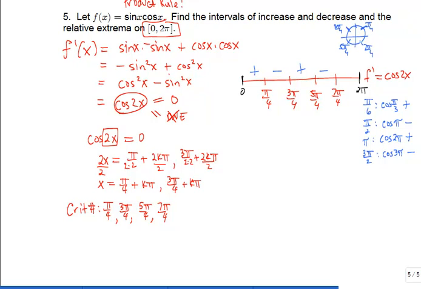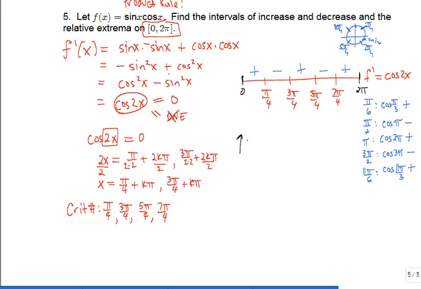And finally, we need something between 7 pi over 4 and 2 pi, so maybe like 11 pi over 6, that would be right here. If I tried 11 pi over 6, 2 times that is 11 pi over 3, which is just shy of 2 pi, which would be 12 pi over 3, and that is quadrant 4. Cosine is still positive in quadrant 4, so this would be back to plus. So all of my signs alternated here.